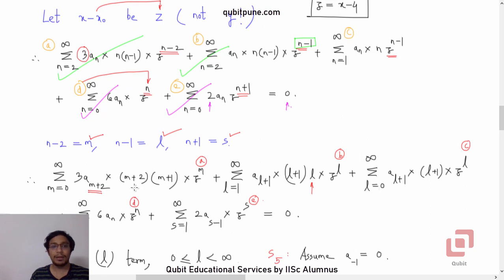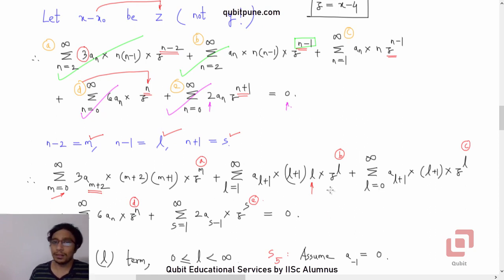So clearly n into n minus 1 will become m plus 2 into m plus 2 minus 1, or m plus 1, into z raised to m. And let us also talk about the limits now. In the original sum A, the limits on n were 2 to infinity. We are now letting n minus 2 be m, so the lower limit will be 2 minus 2, or 0. The upper limit obviously is going to be infinity. So as far as the discussion regarding the sum A is concerned, we are done.